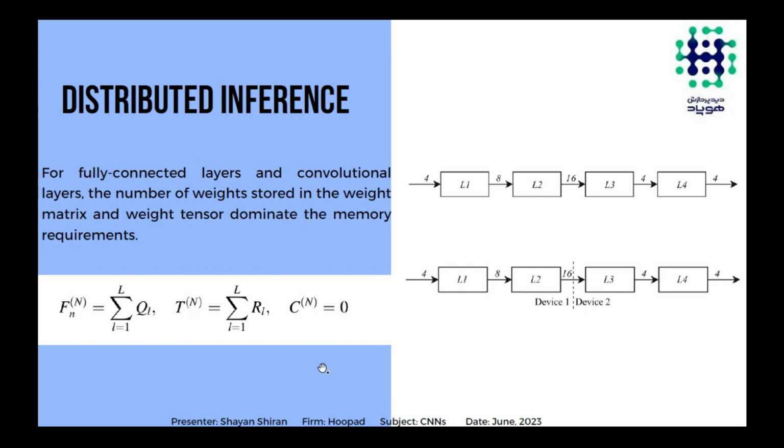If we perform our CNN inference on a single device, our communication overhead is zero. But the communication overhead is, what can we say, the number of inputs.